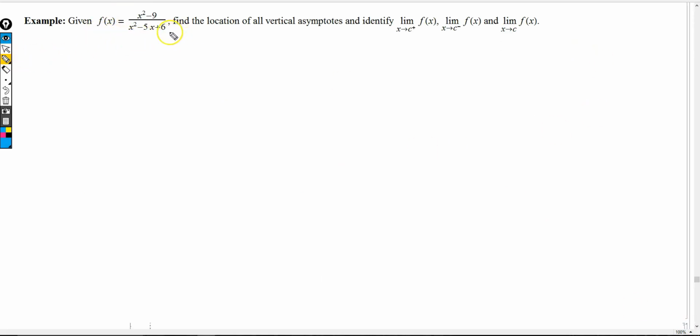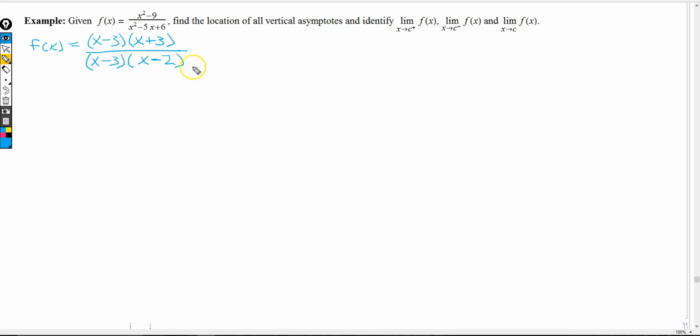So for this function, x squared minus 9 over x squared minus 5x plus 6, we want to find the location of all of our vertical asymptotes and identify the right, left, and full limits near those vertical asymptotes. So for this function, let's notice first of all that we can do some factoring, right? We can write that as, and notice that the x minus 3's will cancel.